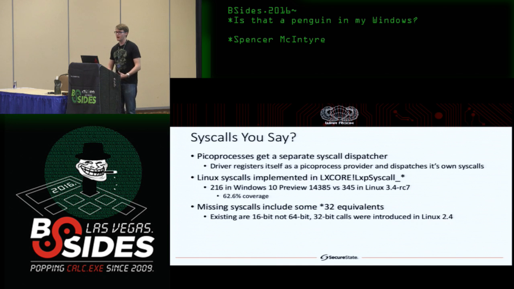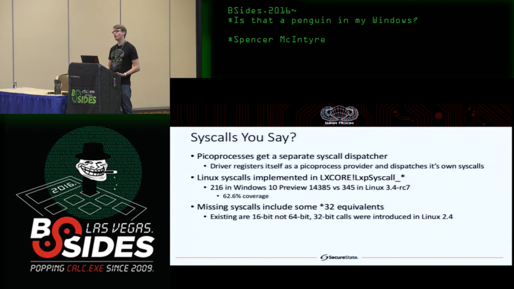So when the LX core driver is loaded and it initializes that LXS driver object, it registers itself as a Pico process provider. As part of this, it is stating to the Windows kernel that Pico processes associated with it have their own system call interface. And that is how system calls that would normally expect to go through Linux are actually being routed through the LX core driver, which ultimately provides the functionality. So now this is very important. So now all the system calls are actually implemented in LX core.